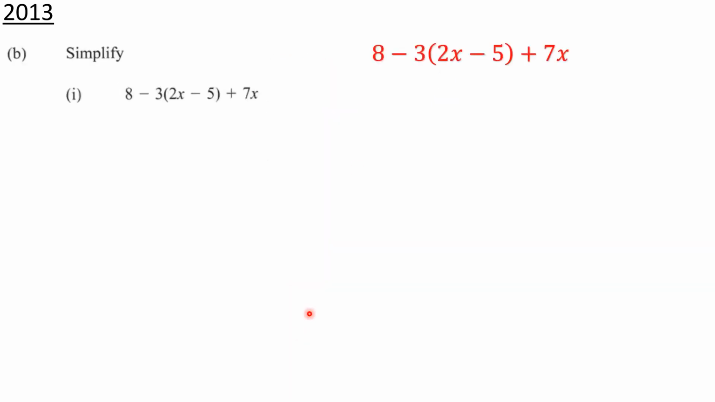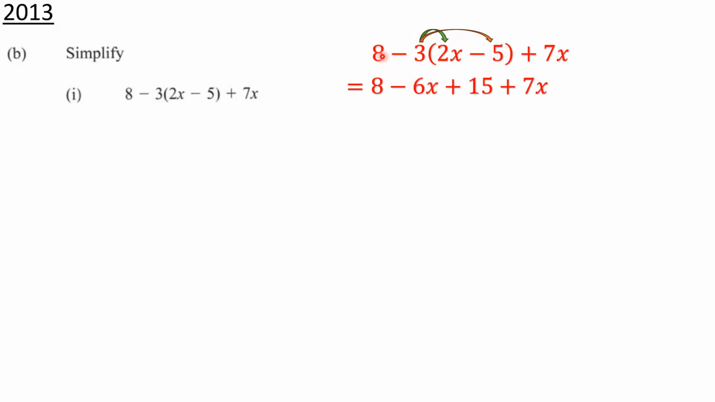Here we have 8 minus 3, open bracket, 2x minus 5, close bracket, plus 7x. We're going to take the negative 3 and multiply it by the 2x. We're going to take the negative 3 and multiply it by the negative 5. So negative 3 multiplied by 2x and negative 3 multiplied by negative 5. Negative 3 multiplied by 2x is going to be negative 6x. And negative 3 multiplied by negative 5, remember, a negative multiplied by a negative is going to be a positive. So negative 3 multiplied by negative 5 is going to be positive 15.